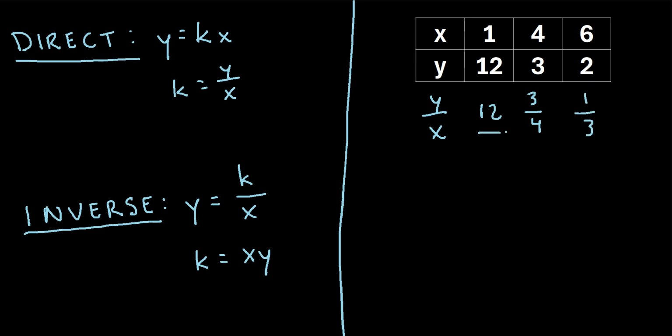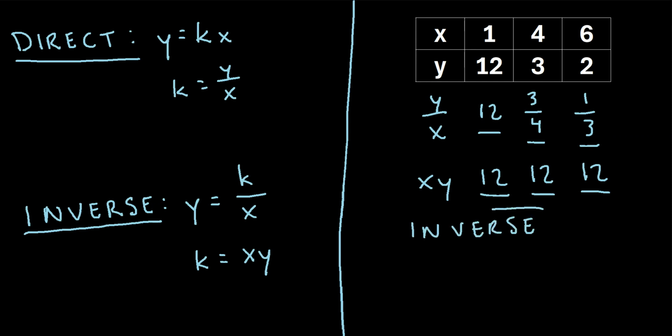Now we'll notice that these are not all the same value. So that means x and y do not have direct variation. So next, let's try the inverse variation. So let's use this formula, x times y. So that would be 1 times 12 is 12. 4 times 3 is also 12, and 6 times 2 is also 12. So notice we do get the same value each time right here. So that means that x and y do have inverse variation. So we'll write inverse as our solution on this one.